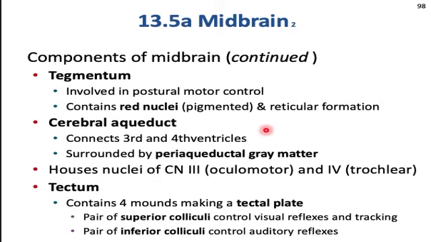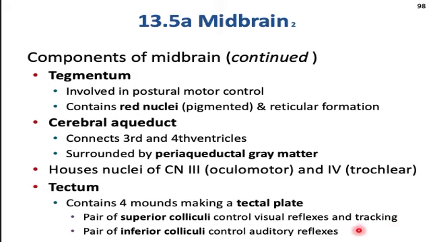The cerebral aqueduct connects the third and fourth ventricles, is surrounded by periaqueductal gray matter, and houses the nuclei of the oculomotor and trochlear nerves, which talk to muscles that move the eyeball. The tectum contains four mounds making up a tectal plate. The superior colliculi control visual reflexes and tracking with your eyes, and the inferior colliculi control auditory reflexes.